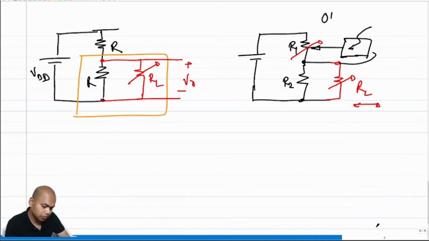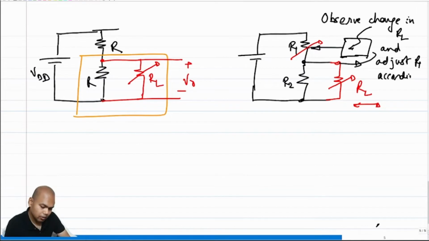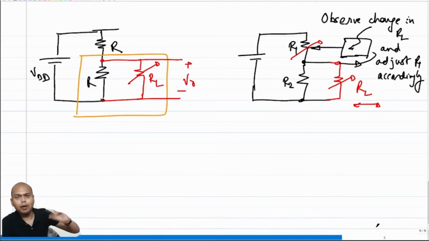So what is this block supposed to do? This block is supposed to observe change in RL and adjust R1 accordingly. Right? So in other words, I need to feed back the information from the output, that is from RL to R1. So that is why negative feedback, our feedback networks become a very important aspect of analog circuit design in the context of controlling things, right?